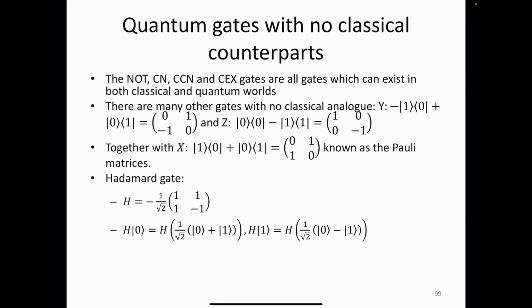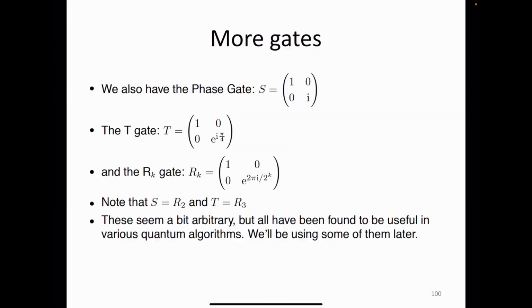So, and then there are a couple of quantum gates that have no classical counterparts. So the controlled NOT and controlled exchange or swap gate are all gates which can exist in both classical and quantum worlds. But there are many other gates with no classical analog, such as the Y gate or the Z gate. As we remember, together with X, they are known as the Pauli matrices. Another very famous example, of course, is the Hadamard gate, which constructs a superposition of states. There is simply no analog to that because there is no superposition in classical computing. So you can have probabilistic states, but no quantum linear superposition.